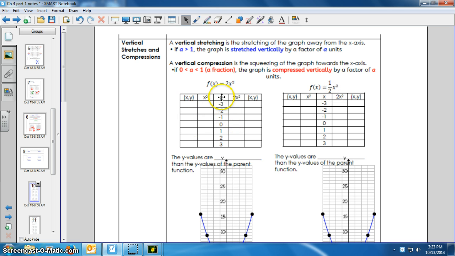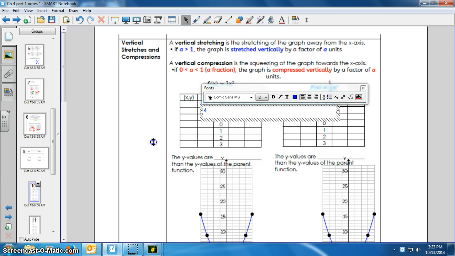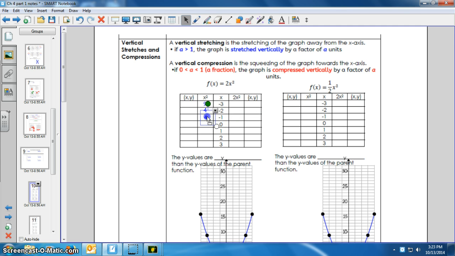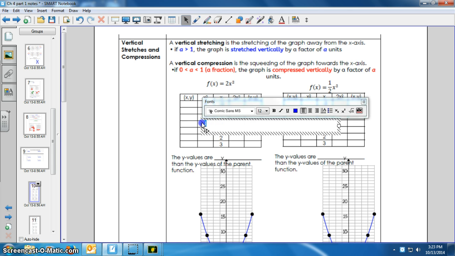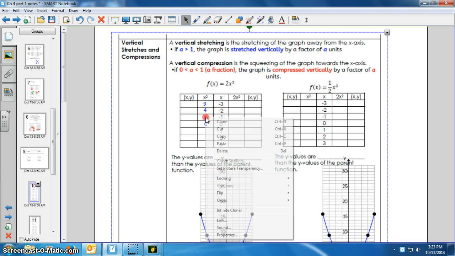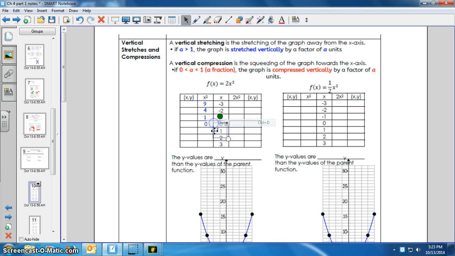So this first part is just the parent function here on the left. So if I take and plug these values in for x and I actually square them, what would I get? Well, -3 squared is 9. All right, the next one is -2 squared, which is 4. Next one is -1 squared, which is 1. So this is just that parent function, those perfect squares. 0 squared is 0. And then it repeats. 1 squared is 1. 2 squared is 4. And 3 squared is 9.